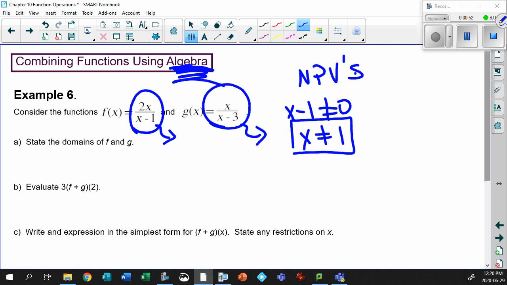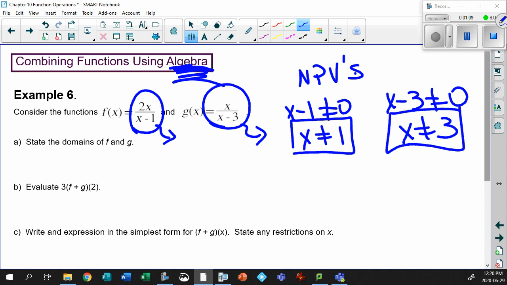Oh, now you're remembering all of this. If you didn't, go back to Math 20-1 because that's where it's at. Look at the other one. x minus 3 cannot also equal 0 because you can't divide by 0. Bring the 3 over, x cannot equal positive 3. So you actually have two asymptotes in this particular graph.